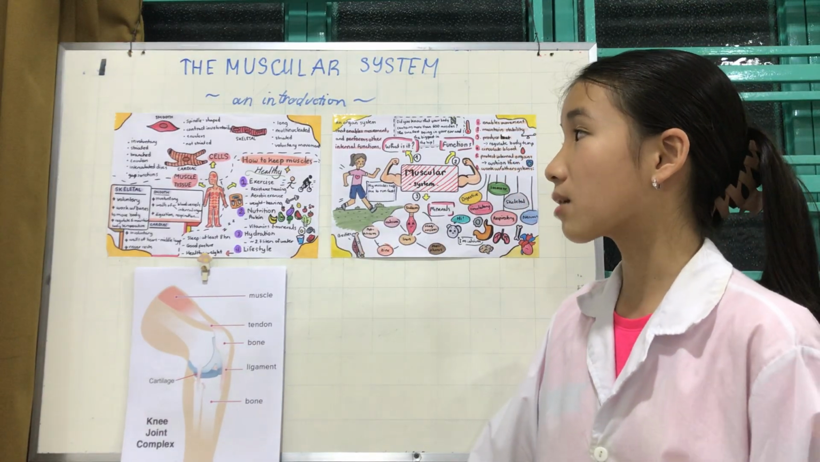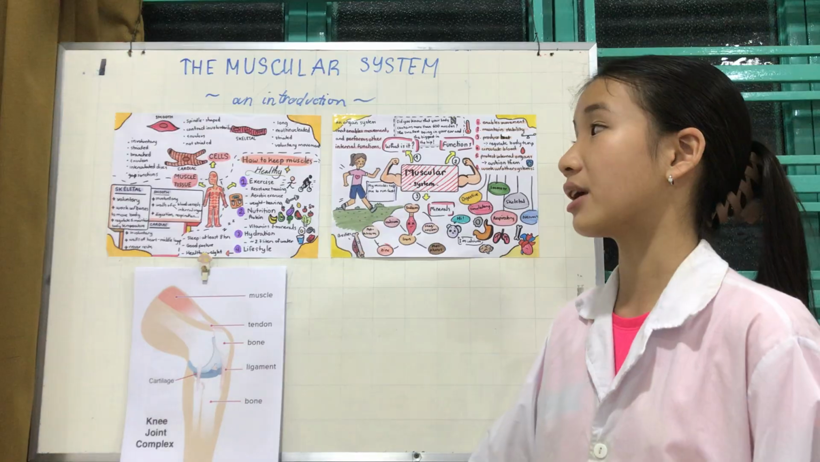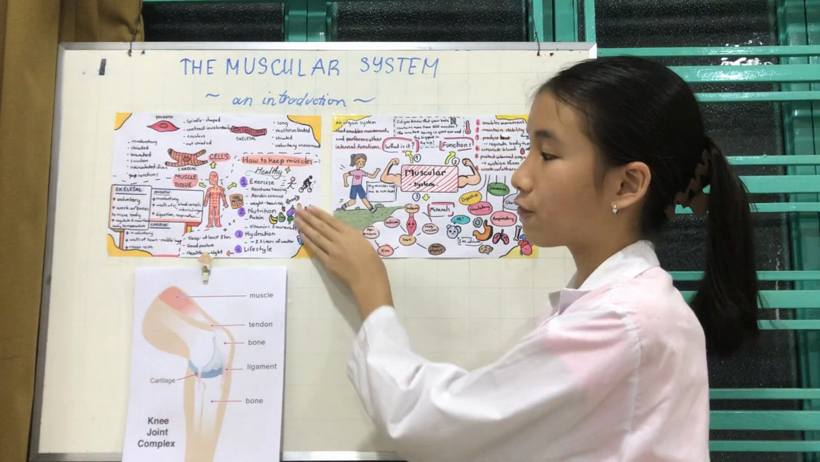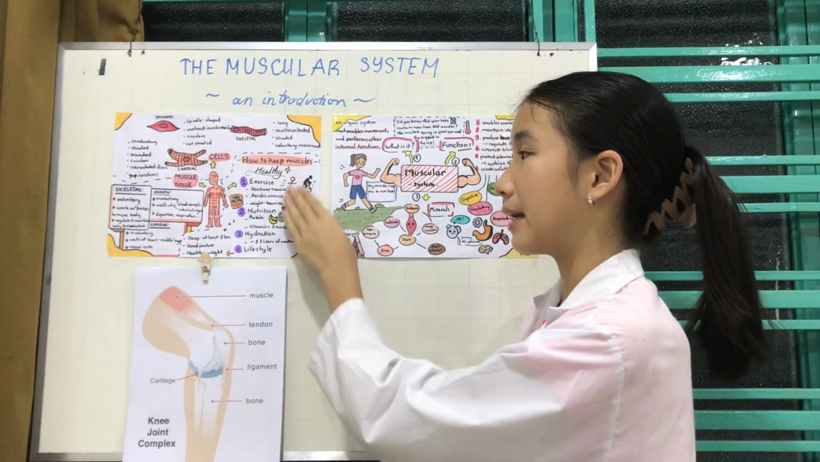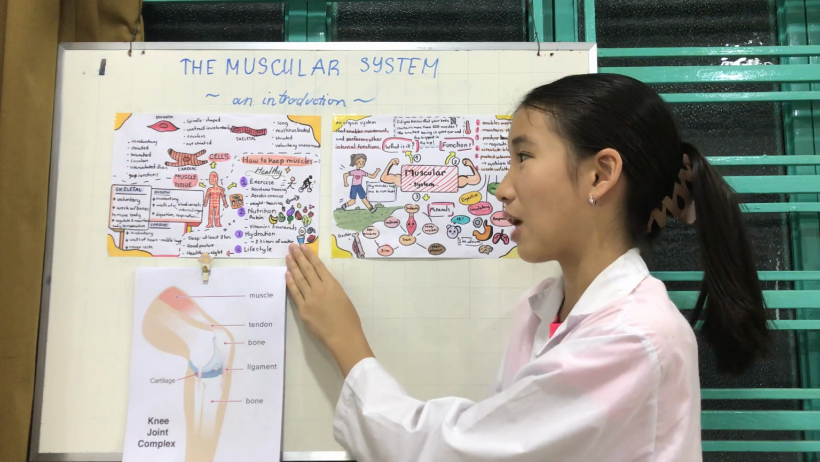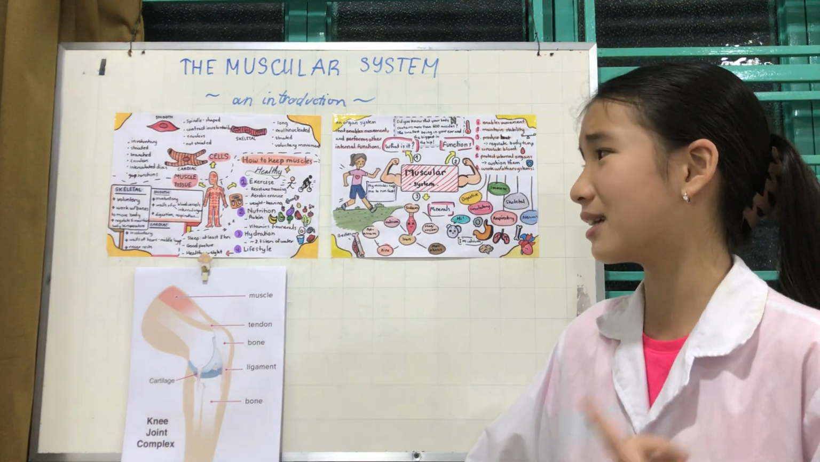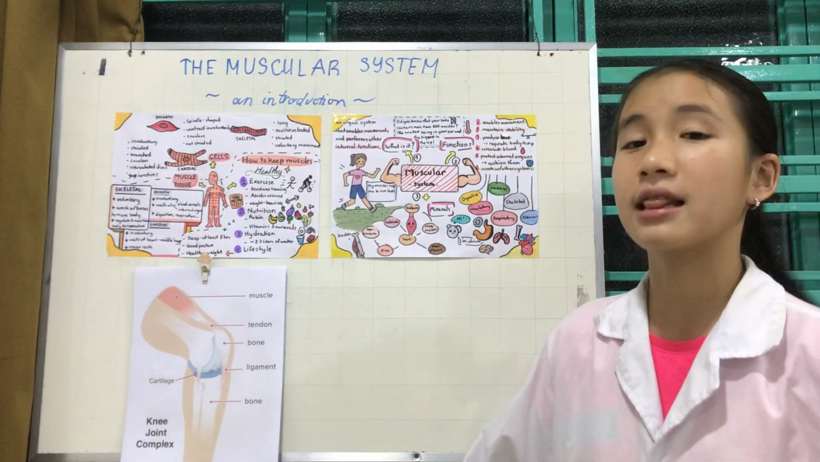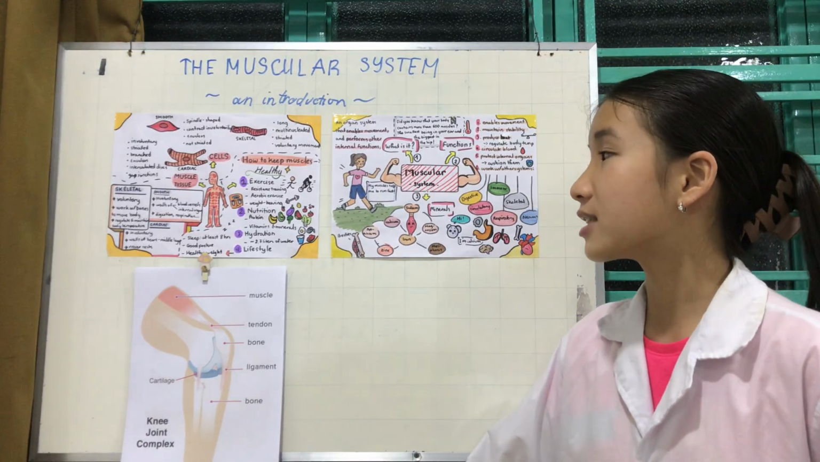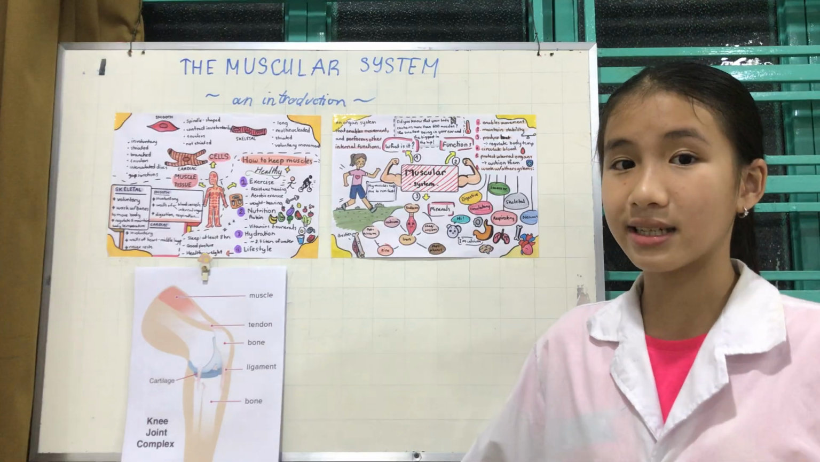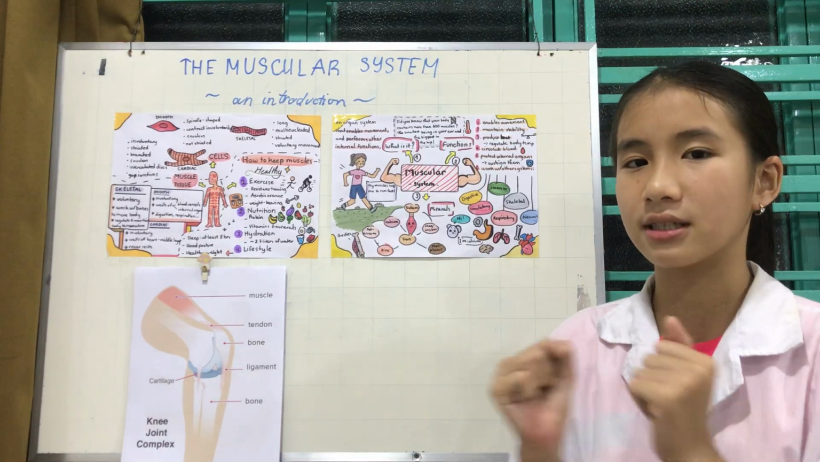Lastly, I want to talk about how to keep the muscles healthy. So you can see there are four main ways to keep the muscles healthy. First is exercising, of course. Next is nutrition, hydration, and lifestyle. Firstly, for the exercise, there will be resistance training, for which we will have resistance bands.